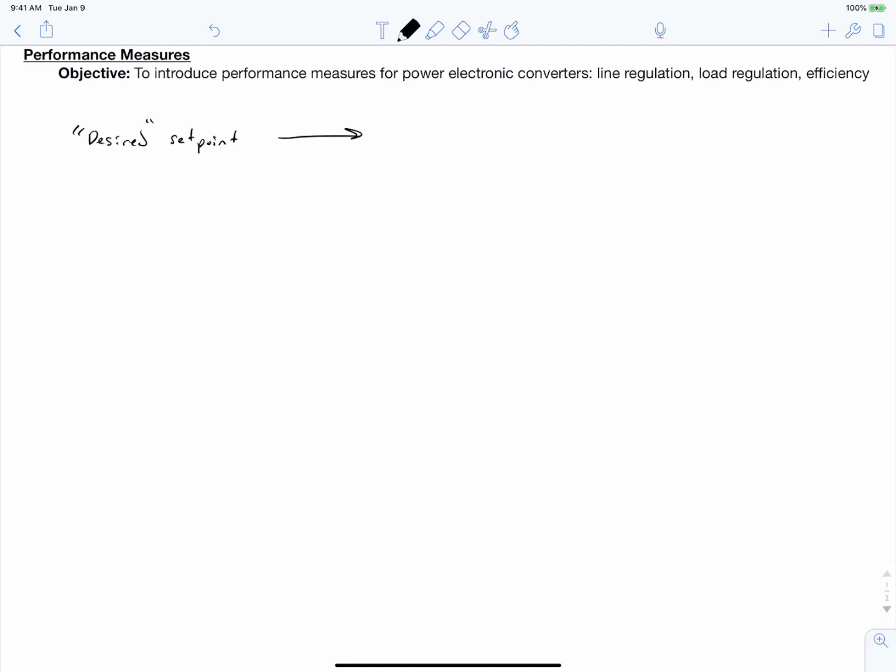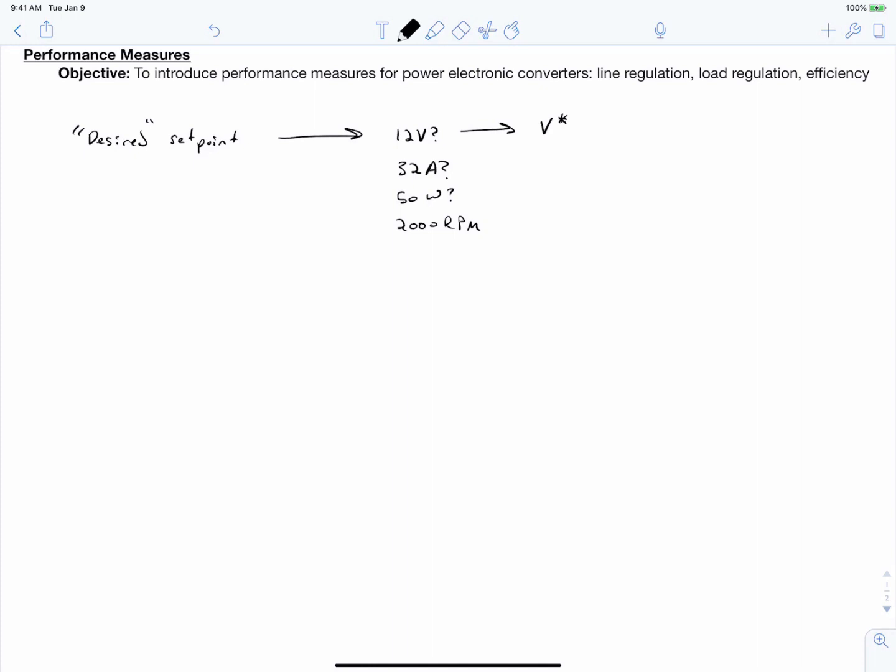And this can actually refer to any quantity. Perhaps it refers to voltage, perhaps the value of 12 volts. Perhaps it's a current within a converter. Maybe it's a power output or input. It could be a speed, a rotational speed if you're operating a motor. But say it's a voltage. We might call this value V star.